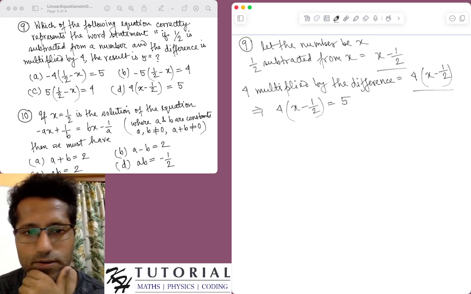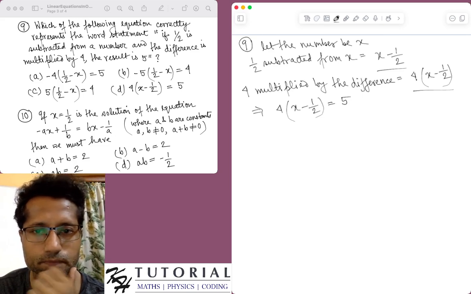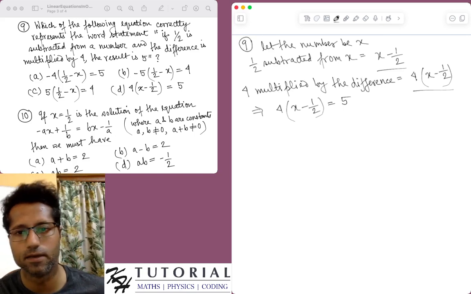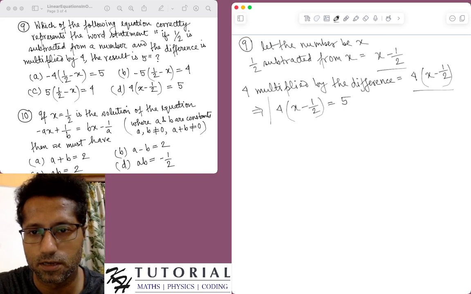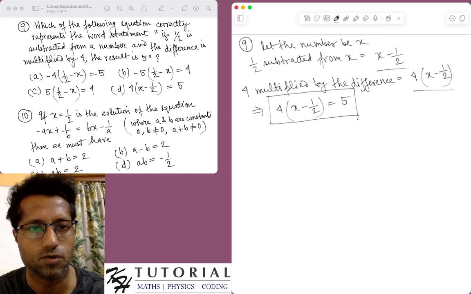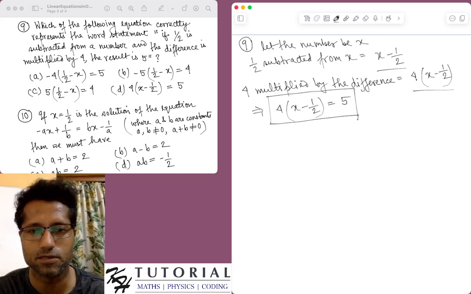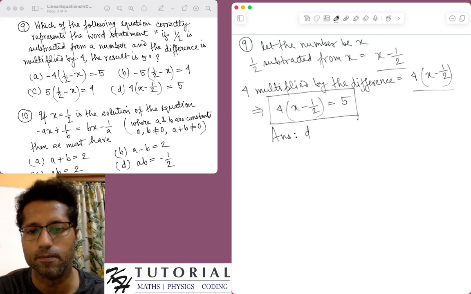We have to now check which of the choices correctly matches with our equation. It is clearly given, we can see the choice is D. So this is the correct linear equation based on the given word statement, and we see choice D matches with our equation. So the answer is choice D.